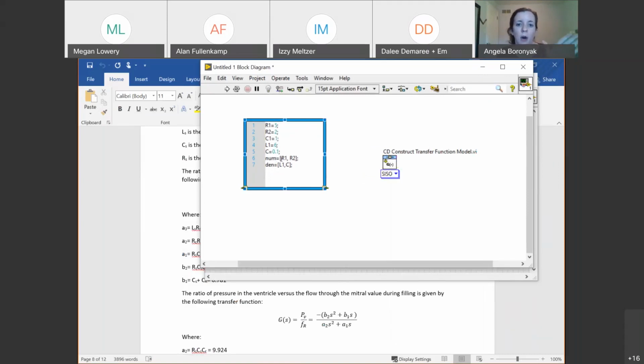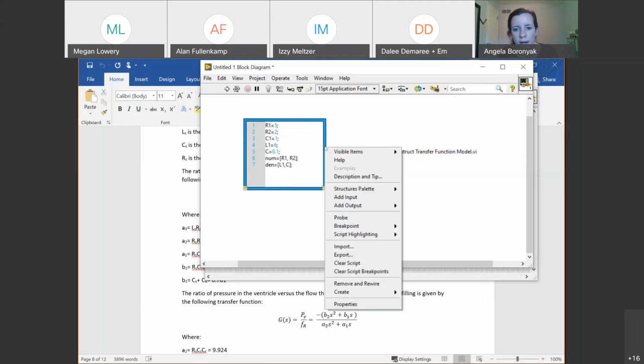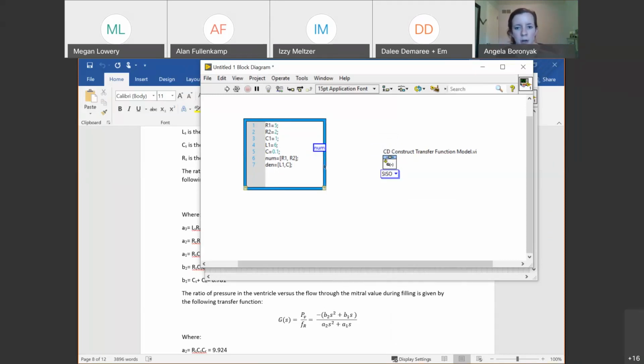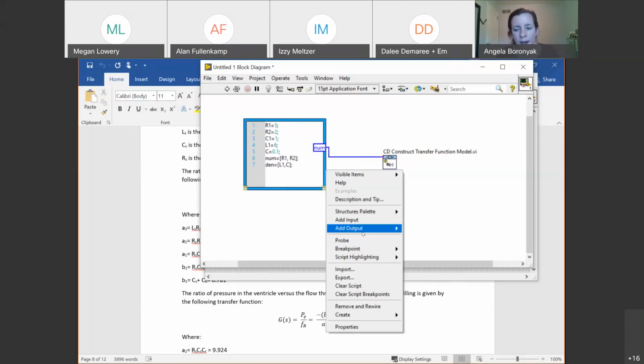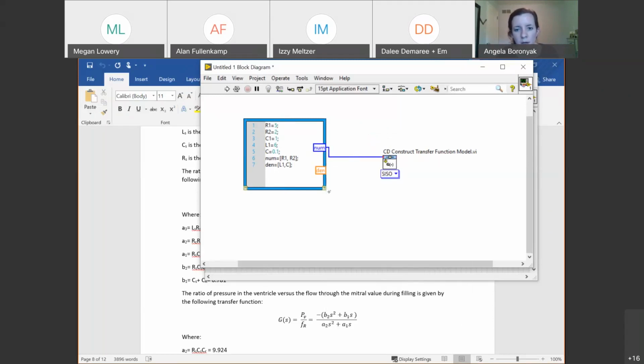To get things out of MathScript and into the rest of LabVIEW, I have to make an actual output from this MathScript node. So I click on the blue node and I say add output, and see now you get any of the variables that you just defined. So now I can make my numerator an output and I can wire him where it said numerator. I can do the same thing and say add output denominator and wire him to where he says denominator.